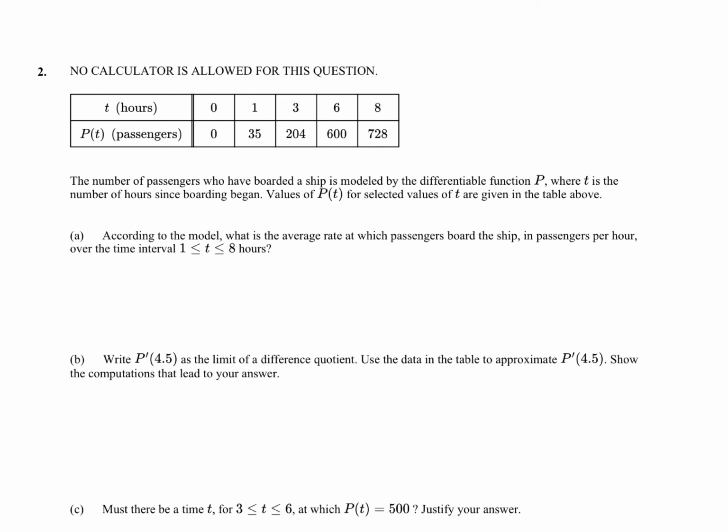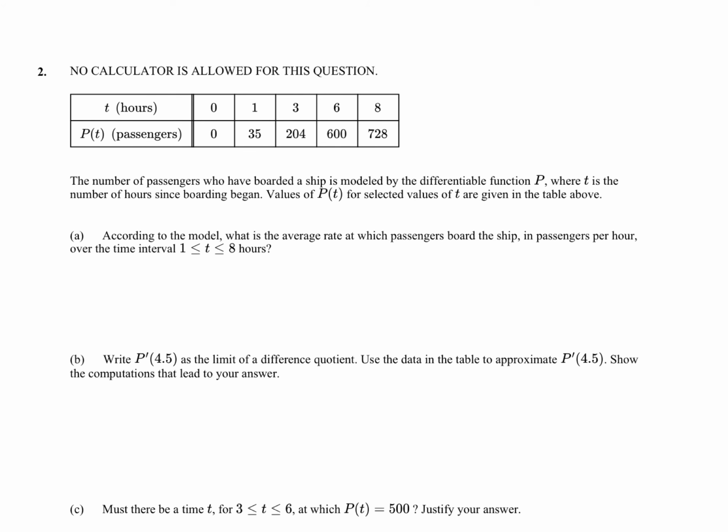So always good to just check out the table. These are different hours, this is 6 hours after boarding, 3 hours after boarding, and at each of those times, this is the number of passengers that have boarded in total. So it's a cumulative amount of people that have boarded at each point in time.